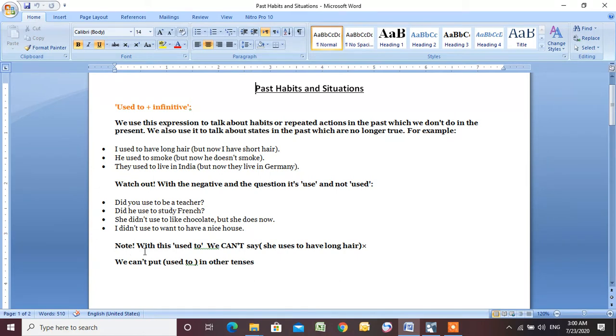So again, with this used to, we cannot say she uses to have long hair. It's wrong. Why? Because we always use this expression in the past. So we cannot use it in other tenses. So that's why I cannot say uses in the present. It's always used in the past tense. So we cannot put used to in other tenses. We cannot put it in the present. We can't put it in the future. It's only used in the past simple tense.